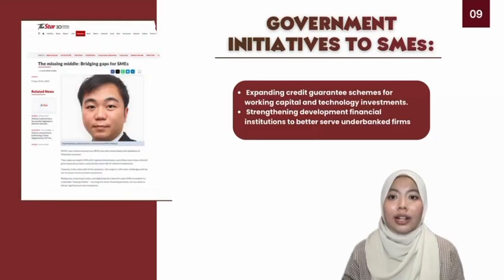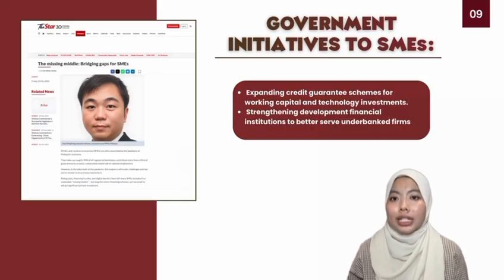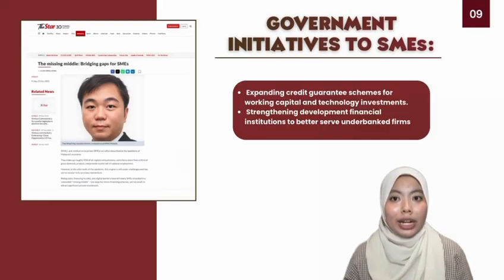Here are the government initiatives to support SMEs. First, the initiative the government can implement to support SMEs is improving access to financing, especially for businesses in the missing middle. Many SMEs struggle to obtain bank loans because they lack sufficient collateral, even though their businesses are stable. This limits their ability to expand, invest in technology, and manage rising costs.